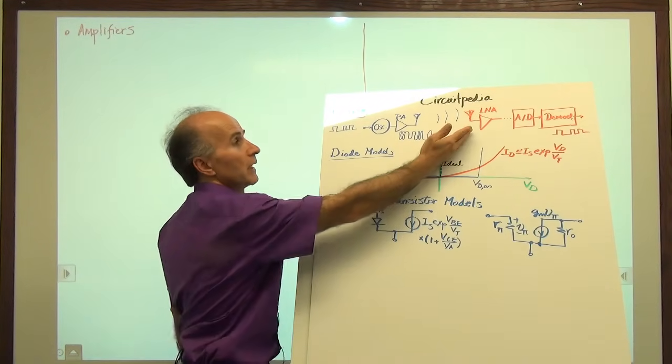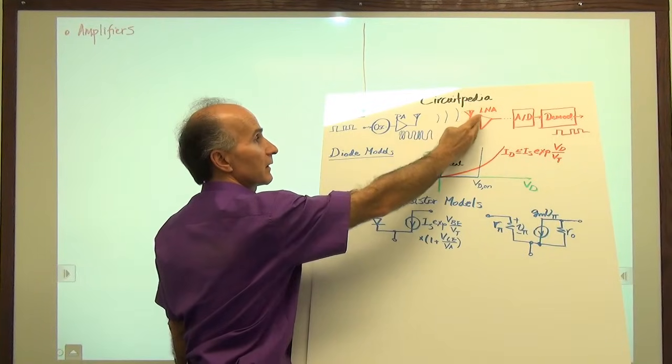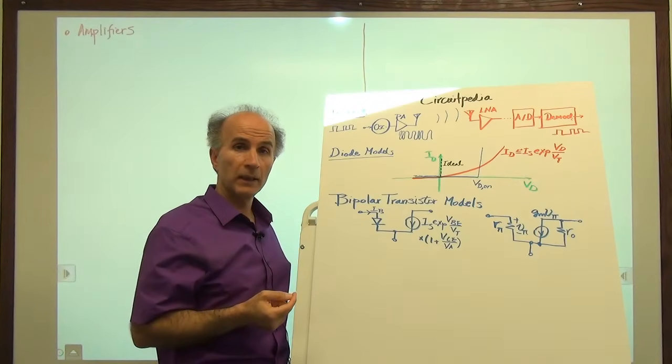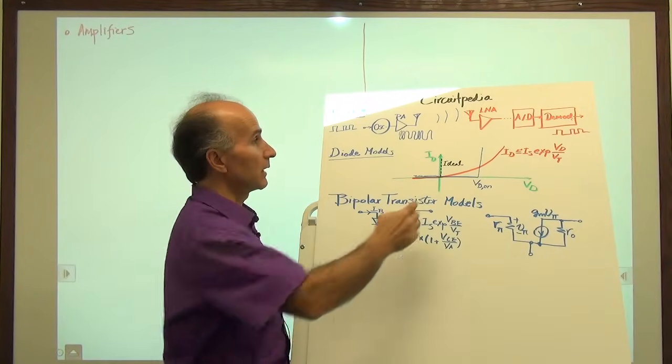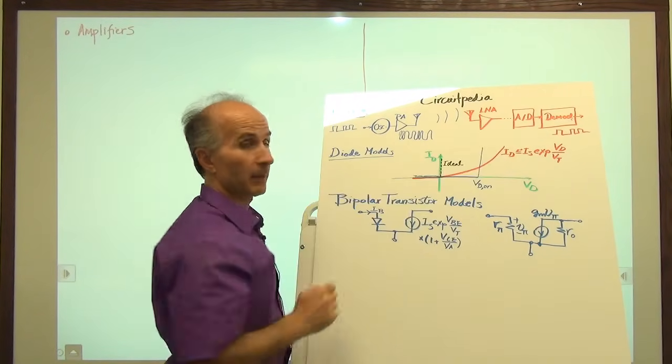For the receiver, we saw that because the signal coming from the antenna is small, we have to amplify it before we do anything else with it. So we use a low noise amplifier to amplify it.